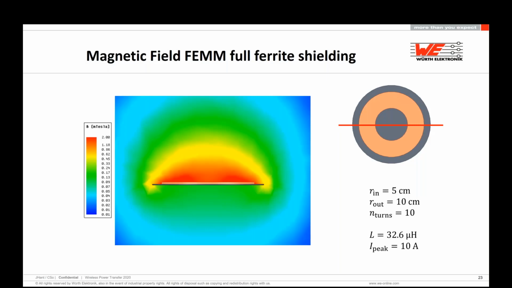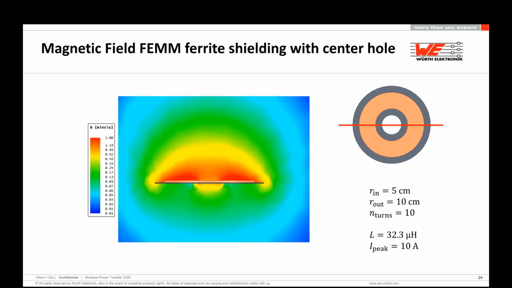As you can see in the picture, the magnetic field is around the coil, and it looks great, as on the backside we have no fields. Now, specific applications would like to have a hole in the middle. If we have a center hole, you can see that with the same parameters as before, the inductance is the same, no big change.